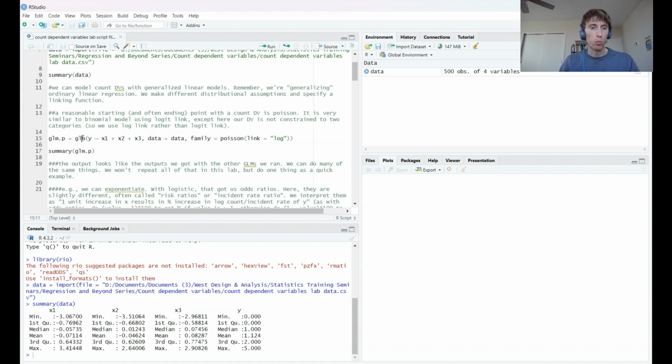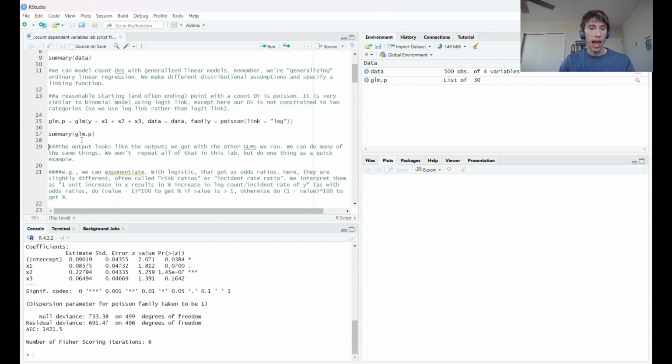So when we go to run this and you look at the command, you'll see it's pretty similar to the other GLMs that we did before, except we have a slight difference here. We say the family is Poisson, and then the link is log, so the log link. Previously, we had done the logit link, often with logistic regression, but here we're doing a slight difference. So a slightly different distribution and a slightly different linking function, but otherwise it's pretty similar. So let's run that and have a look.